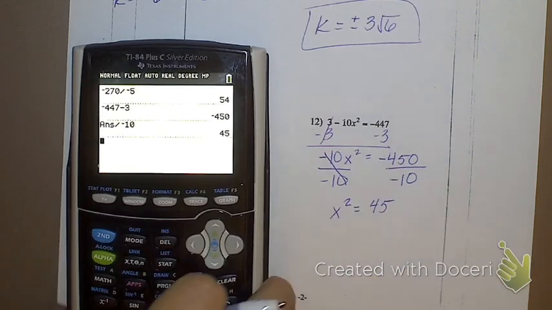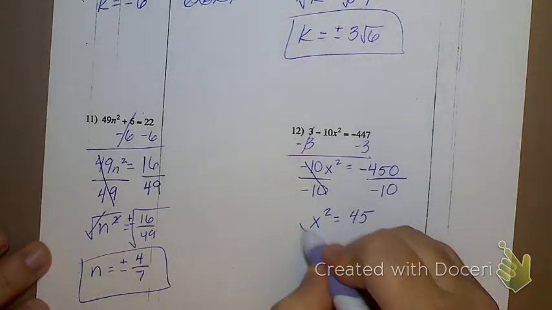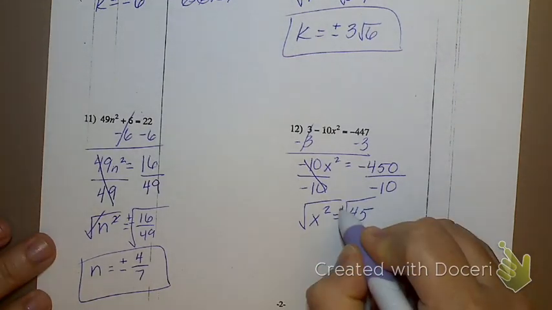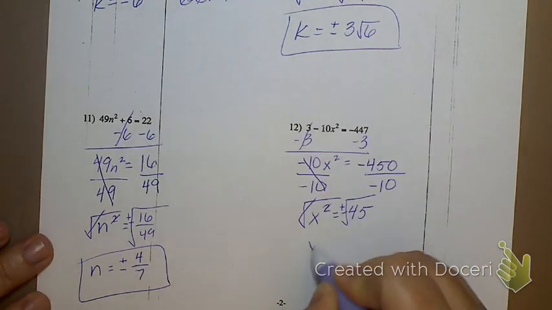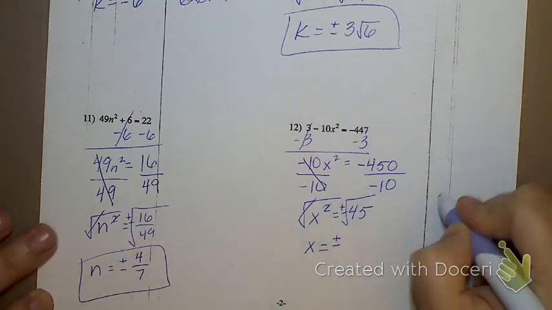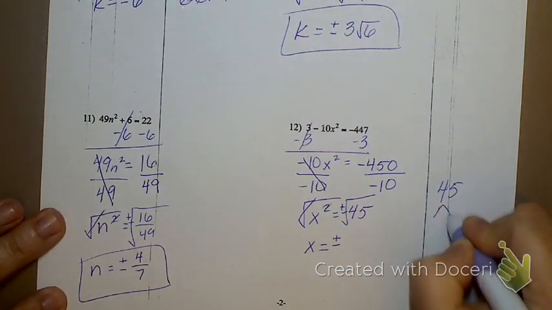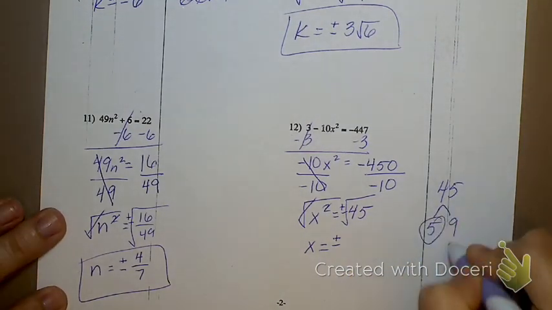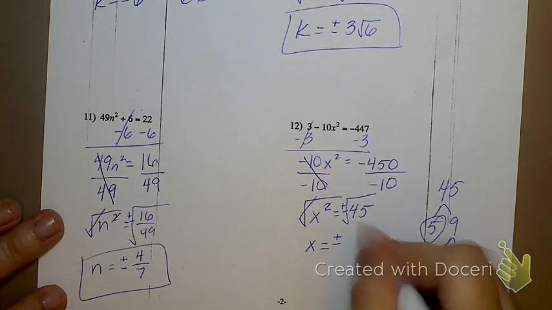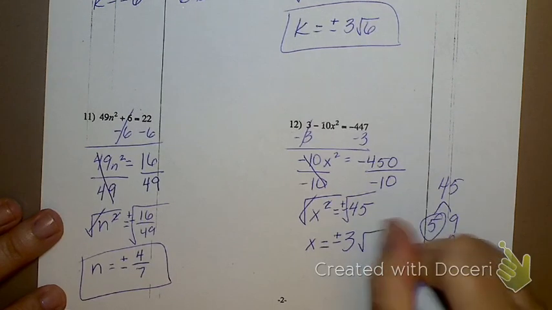So now what do I need to do? Square root, remembering plus and minus. So x equals plus and minus. Let me draw my tree for 45. 5 and 9. 3 and 3. Who comes out? The 3, and the 5 stays in there.